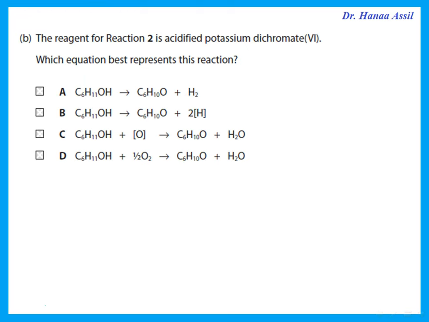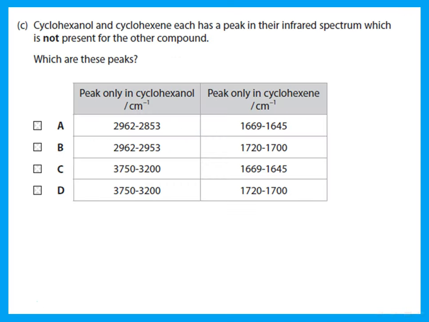The reagent for reaction 2 is acidified potassium dichromate. Which equation best represents this reaction? So this is a reaction of oxidation of alcohol to ketone. How do we represent that in an equation? Remember, when we represent oxidation reactions, we write oxidation like this with O between brackets, and this gives the ketone plus water.